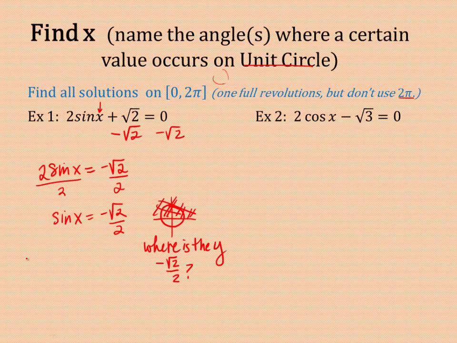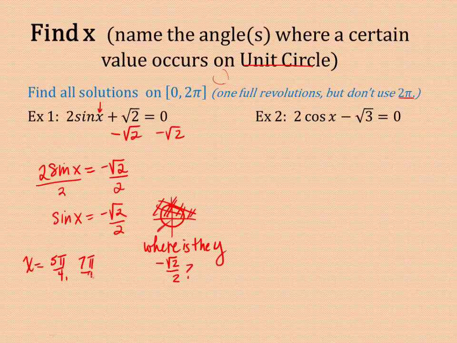What are those angles? Well, square root of 2 over 2 happens at the pi over 4 angle. So what's the pi over 4 angle down here? It's 5 pi over 4, and the one over here is 7 pi over 4. So this has 2 answers, okay? Let's try another one.